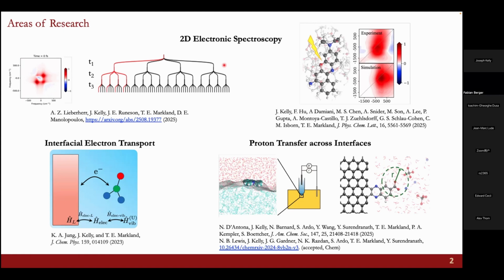So ion transfers between and to interfaces, where I used some enhanced sampling and classical molecular dynamics simulations in order to identify some of the key structural features involved in liquid-liquid proton transport, mediated by these proton acceptor molecules that sit on the interface, and the way that the dynamics of this interface really affect the thermodynamics of the proton transfer process.